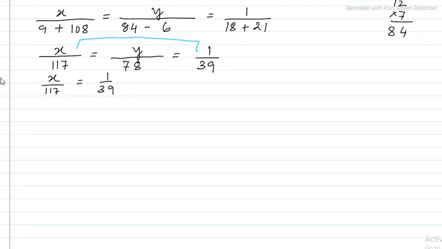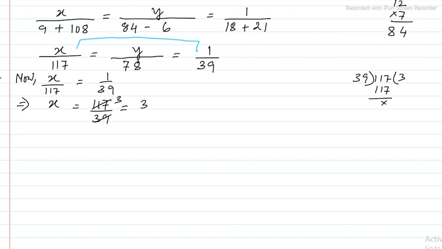So this implies that x is equal to 117 multiplied by 1 upon 39, which is equal to 117 divided by 39. So that means the value of x is 3.